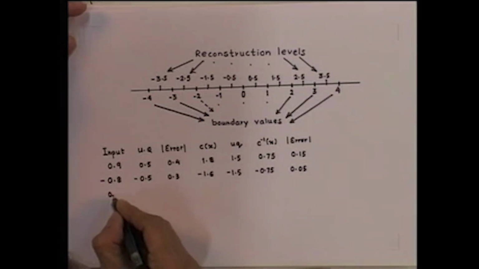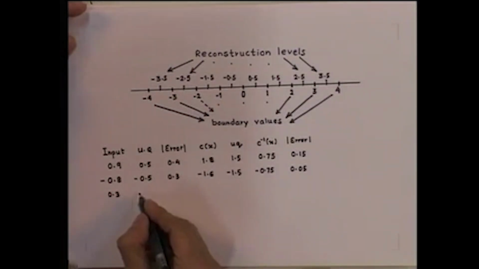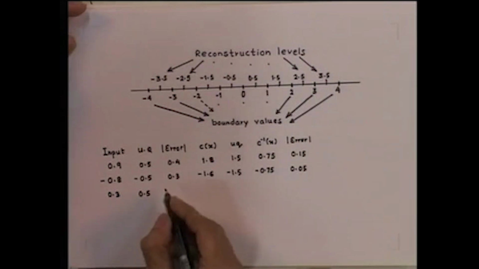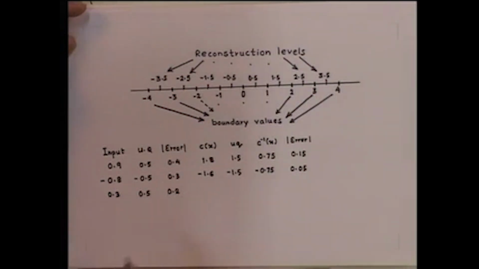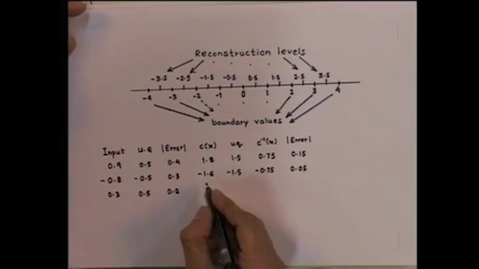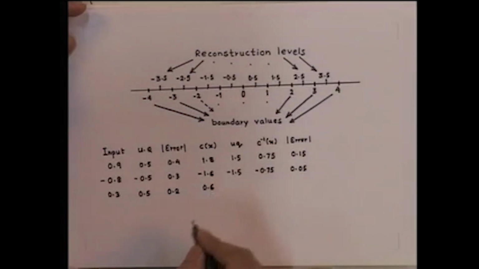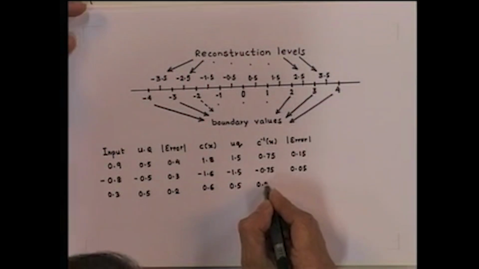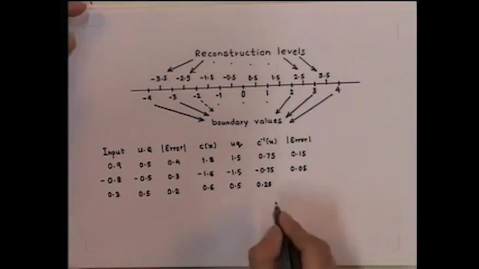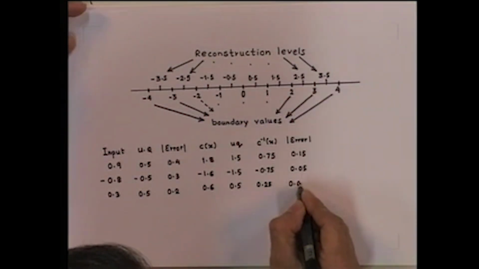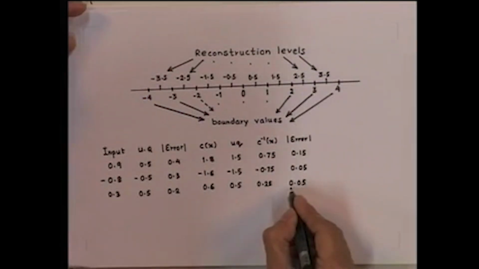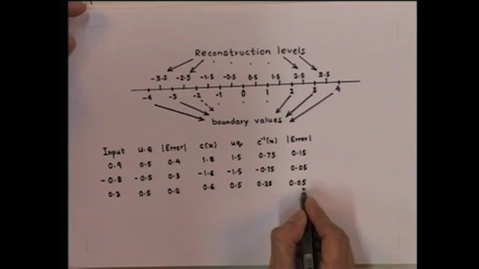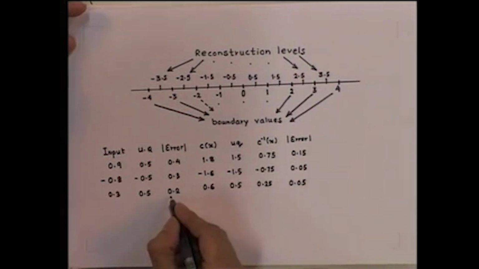Similarly, we could extend this to 0.3, this would give 0.5, the error is 0.2, and when we pass through the compressor it will give 0.6, which will be quantized to 0.5, pass through the expander will give 0.25. So, the error is 0.05. Again, the error here with the compander is less than without the compander.